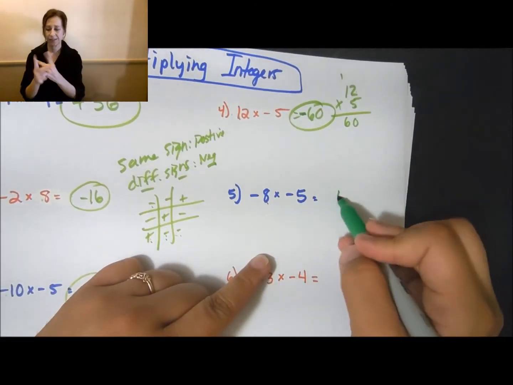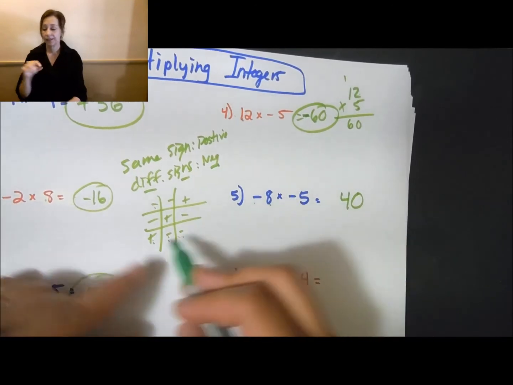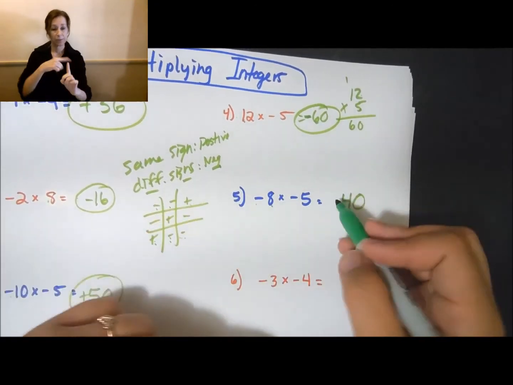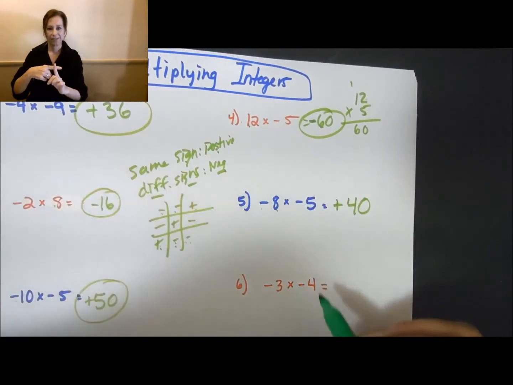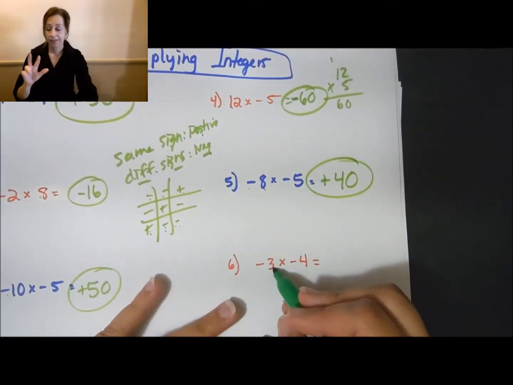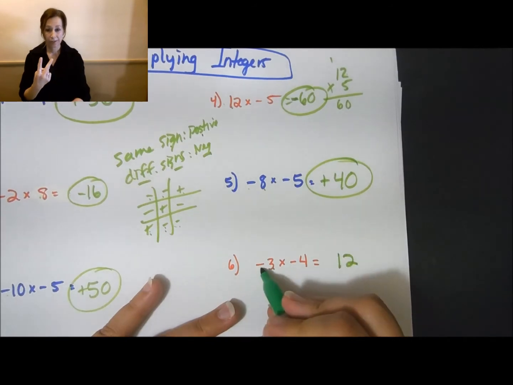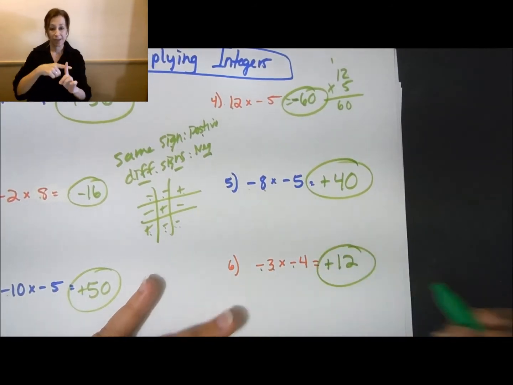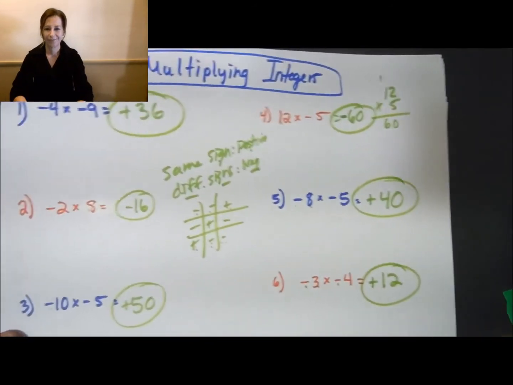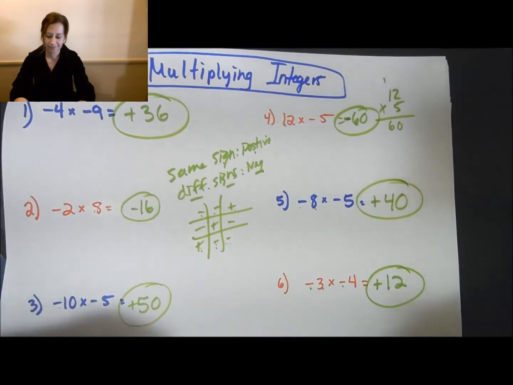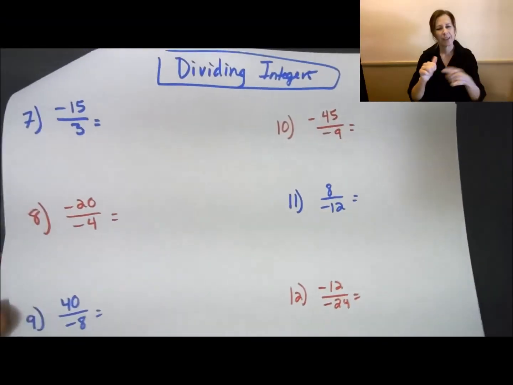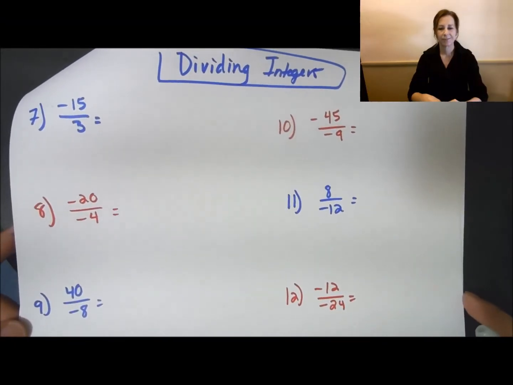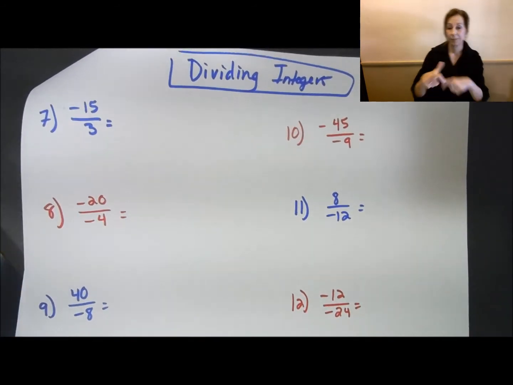Look, different signs, negative. So negative 60 is your answer for that one. This one, 8 times 5 is 40. A negative times a negative is a positive. It says right here, same sign, positive. Right here, 3 times 4 is 12. A negative times a negative is a positive, so positive 12. Now go ahead and practice these ones for dividing, and then come back. Press pause and then come back.